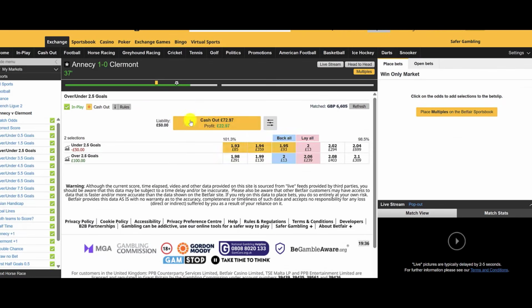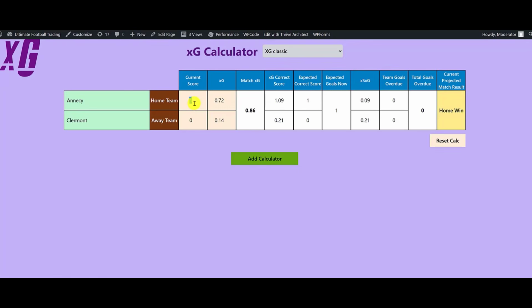So we just had the opening goal in this one on the 33rd minute, so that meant that our next lay order didn't get taken. So anyway, it's 1-0 to the home team, and I've just plugged in the data. So look, this was how the XG looked. Obviously, that goal was due, and then we just had the goal. So it now puts us there. We don't have any goals overdue.